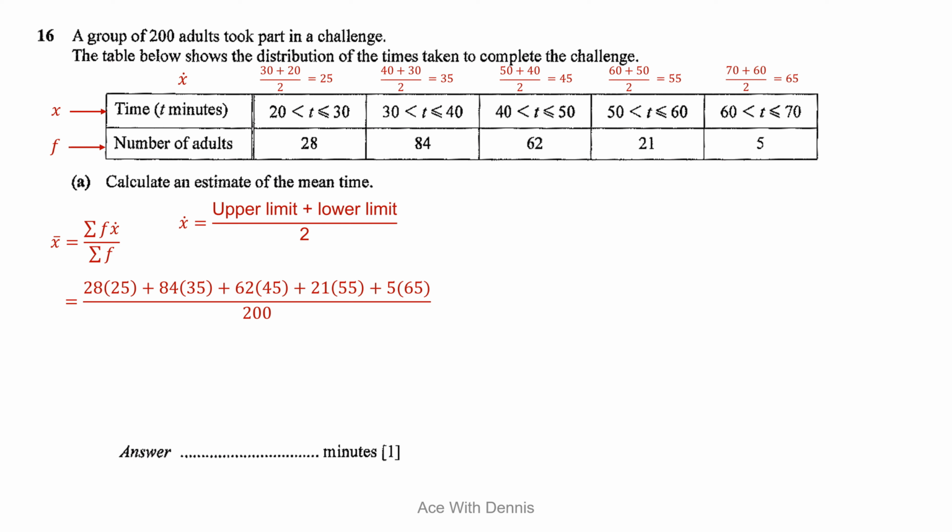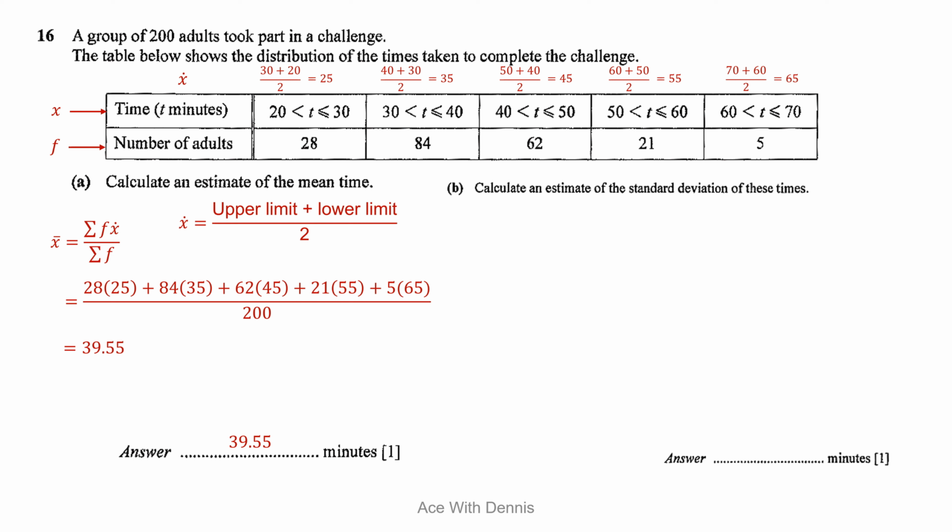Next, B. Calculate an estimate of the standard deviation of these times. 1 mark. So to calculate the estimate of the standard deviation, we just use the standard deviation formula, which is the square root of summation of f x dot squared over summation of f, minus bracket summation of f x dot over summation of f, squared, which is the mean squared.